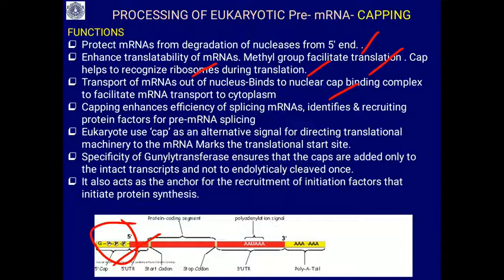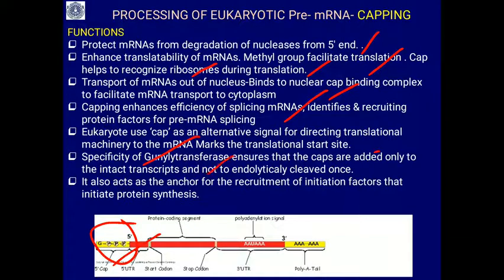It has to pass through the nuclear membrane pore. At that time, the cap is important. Capping enhances the efficiency of splicing of mRNA. Other processing, including recruitment of protein factors for the splicing process, all depends on this. The mRNA molecule gets spliced efficiently if it has a cap. Eukaryotes use the cap as an alternative signal for directing the translational machinery to the mRNA. So, it is a translation start site.